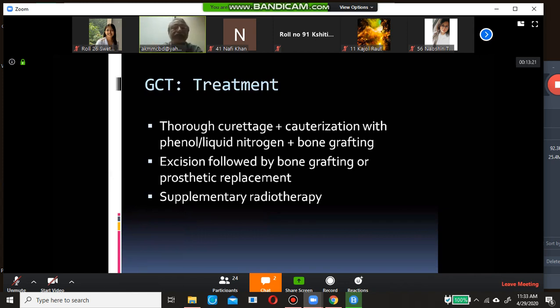But for any advanced stage, you have to go for excision of the lesion, and you replace the gap with a bone graft or prosthesis. And for aggressive variety, you can supplement with radiotherapy. Okay. So that is the treatment of GCT.